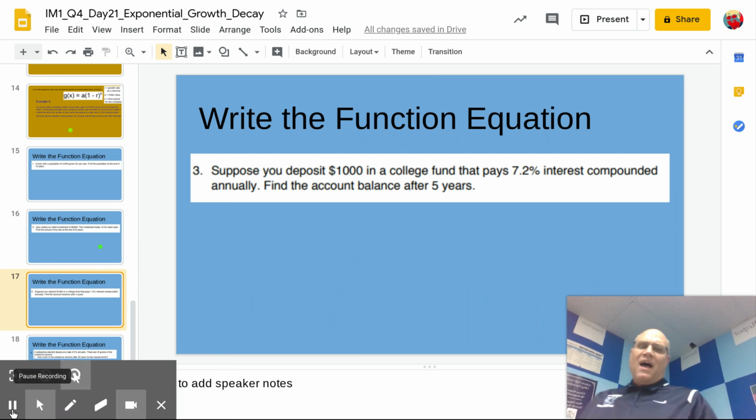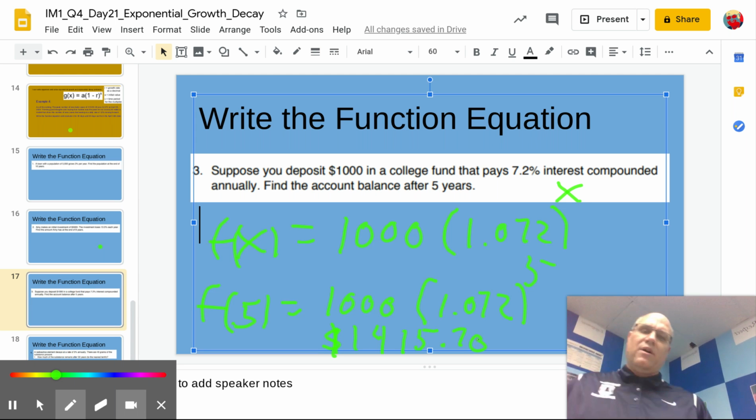Suppose you deposit $1,000 in a college fund that pays 7.2% interest, compounded annually, so our time period is every year it grows. Find the account balance after 5 years. So see if you can write that equation. Think to yourself, is this growth or decay?